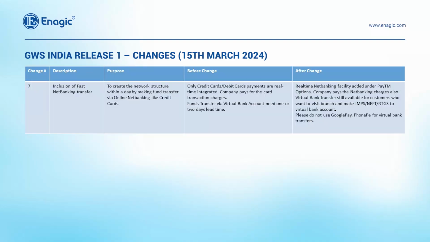Change 7. Description: inclusion of fast net banking transfer. Purpose: to create the network structure within a day by making fund transfer via online net banking like credit cards. Before change, only credit cards and debit cards payments are real-time integrated. Company pays for the card transaction charges. Funds transfer via virtual bank account needs 1 or 2 days lead time.